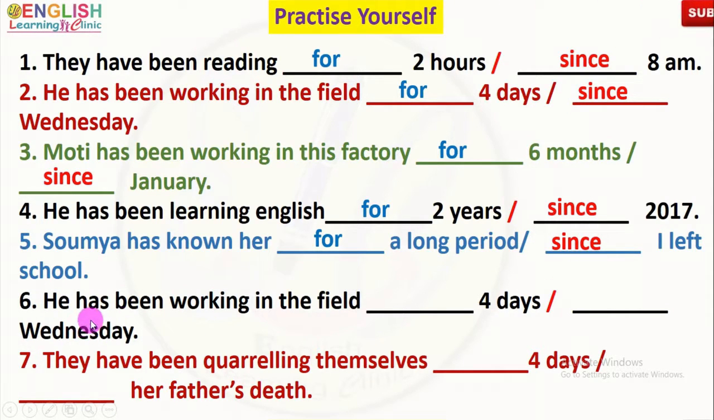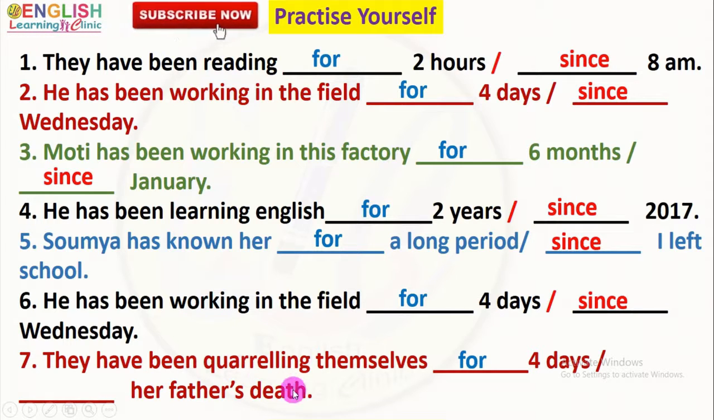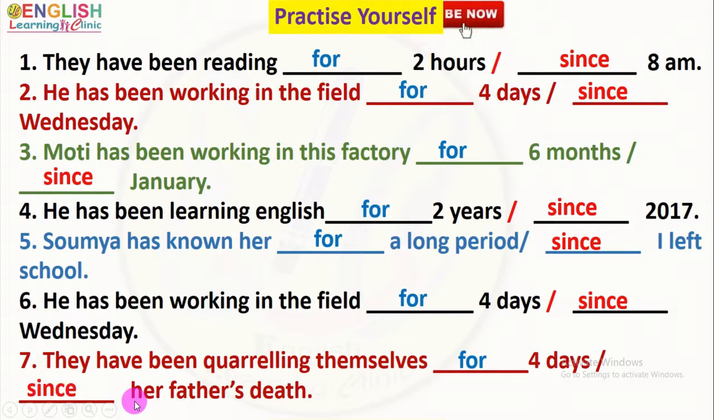He has been working in the field dash 4 days or dash Wednesday. It indicates a period of time, so "for" is used before it, and "since" is used before it. They have been quarreling among themselves dash 4 days or dash her father's death. It indicates a period of time, so "for" is used before it, and it indicates a point of time, so "since" is used before it.